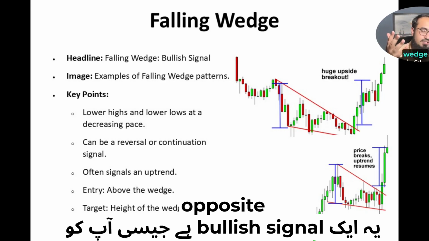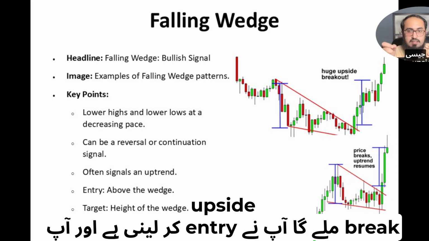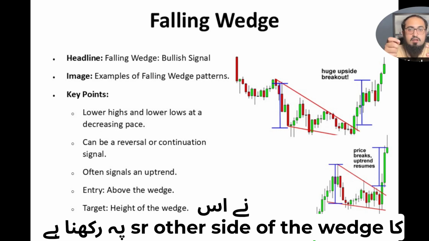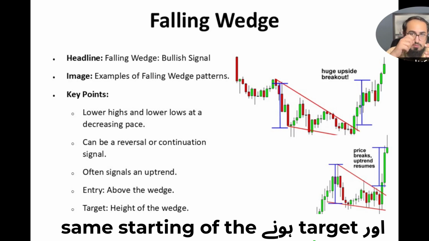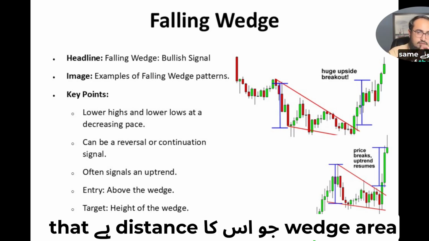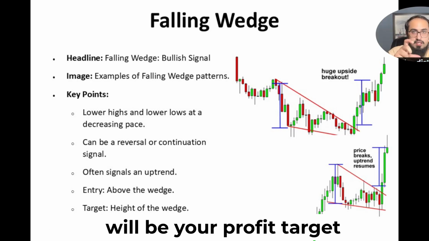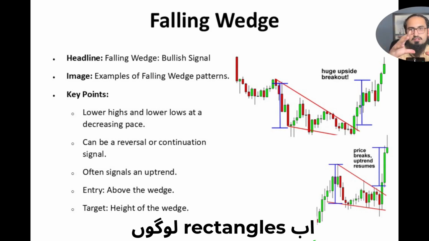Now how to trade this wedge? Same as for the rising wedge, but opposite, a bullish signal. As soon as you get an upside break, you have to make an entry and place your stop loss on the other side of the wedge, and its target should be from the starting of the wedge area. The distance, that will be your profit target.